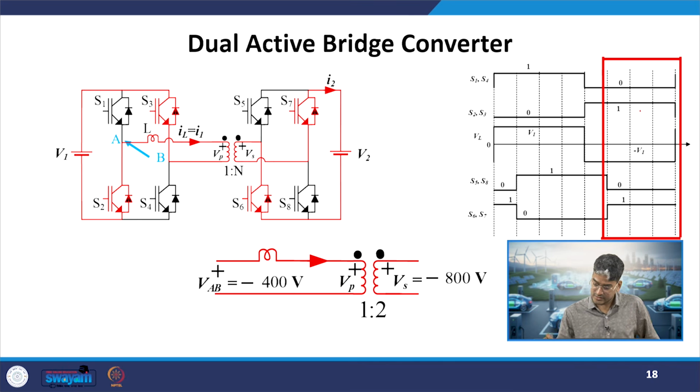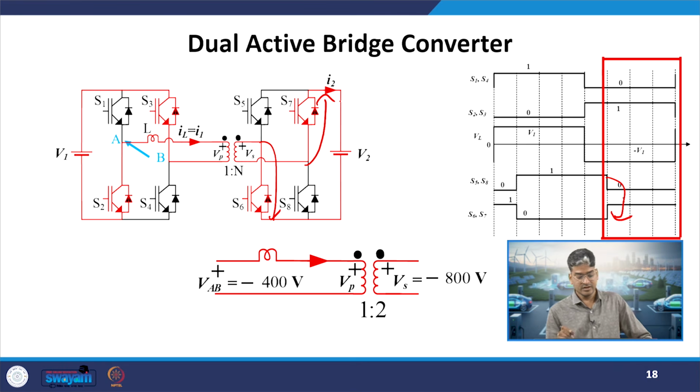Here, we have removed the pulse from S5 and S8 and provided the pulse to S6 and S7. If S6 and S7 are on, this terminal is connected to the positive bus. So, we will get minus 800 on the secondary side, the output side, while on the input side it is minus 400. In this way, we have found out the voltage on the primary and secondary side after eliminating the bridges.